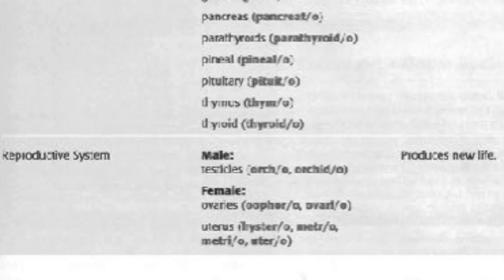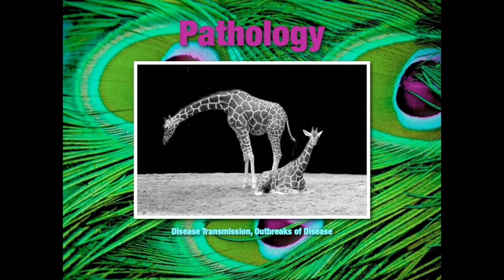The uterus, also known as the womb, is where a child will mature. We have the word root histero, metro, metrio, and utero. Pathology is the study of structural and functional changes caused by disease.